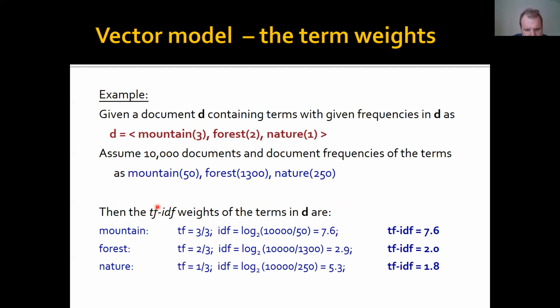So with these numbers, we can compute TFs. Mountain is 3 times, and 3 is also the maximum. So 3 divided by 3, 2/3, 1/3, and IDF is n divided by df. So n is 10,000 divided by 50, 1,300 and 250. So we have these IDF, and these are the TF-IDF values, and this is basically the vector of D. This is the final vector we have computed.